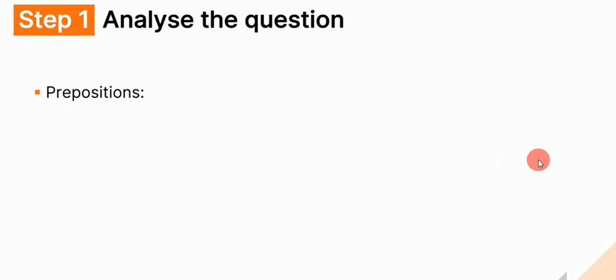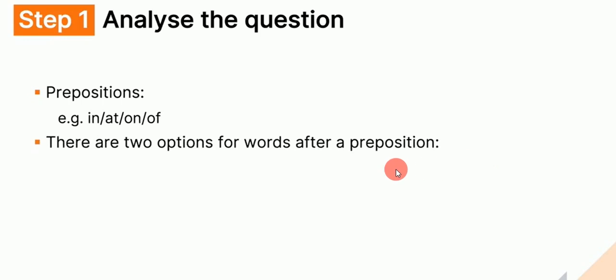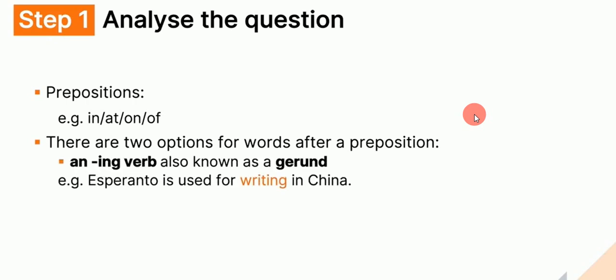Let's learn a little more about prepositions. What other prepositions can you think of? Other prepositions include in, at, on, and of, to name a few. There are 2 options for words which come after a preposition. The first is an ing verb, which is also called a gerund. It looks like a verb, but it functions as a noun. For example, you could say, Esperanto is used for writing in China.